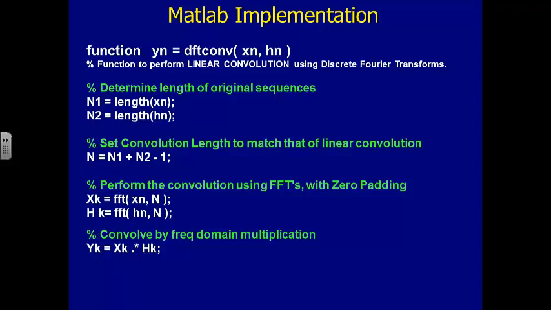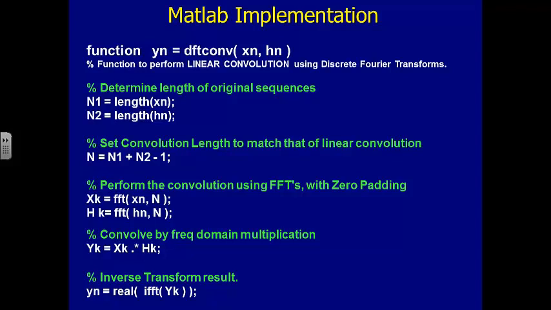Then we inverse transform. Well, we have a function for that. FFT is a forward transform. IFFT is the inverse transform. So we take the inverse Fourier transform of y of k. Now, when I do this with MATLAB, a little trick I've learned along the way is that x of k and h of k and y of k are all complex valued signals, complex valued arrays. They have real parts and imaginary parts. And they're finite precision.